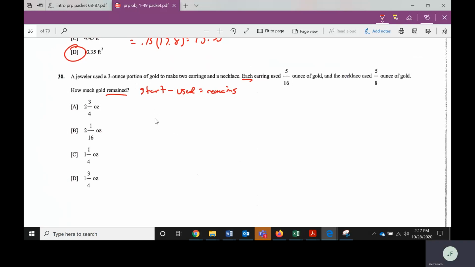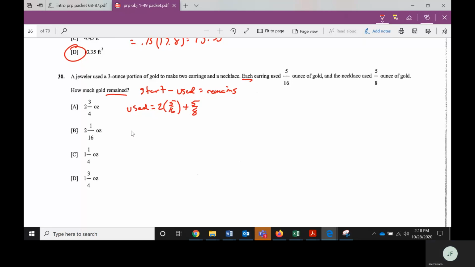Okay, so we can do this in a few different orders. What you might want to do first is figure out what we start with, which we know is 3. So let's figure out what we used. Each earring used 5/16 ounces of gold, so each earring means 2 earrings. So 2 times 5/16. And then we also used, add on to that, 5/8 ounce of gold for the necklace.